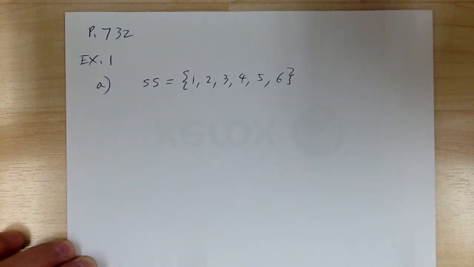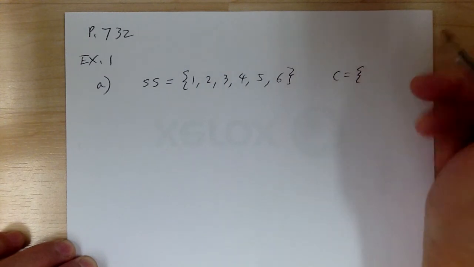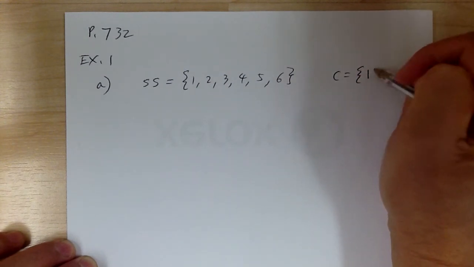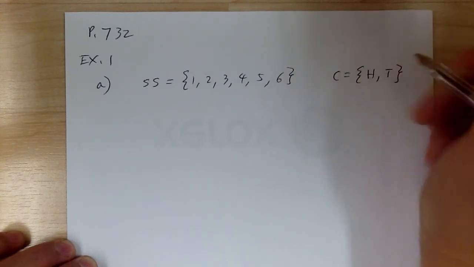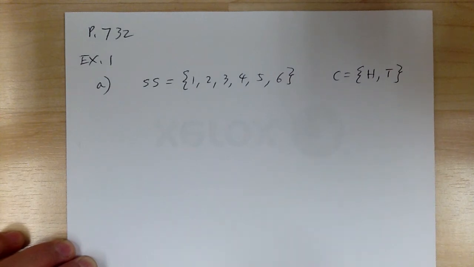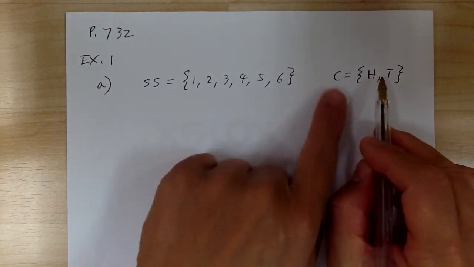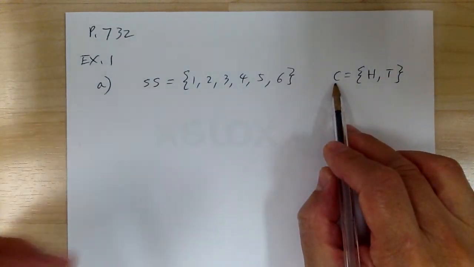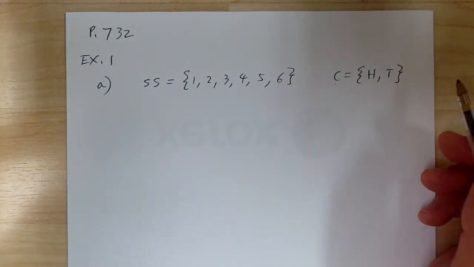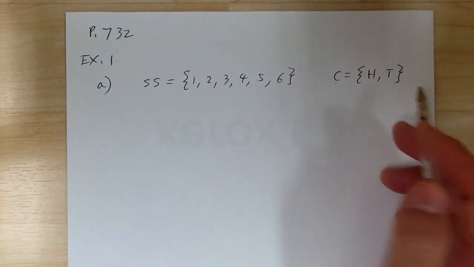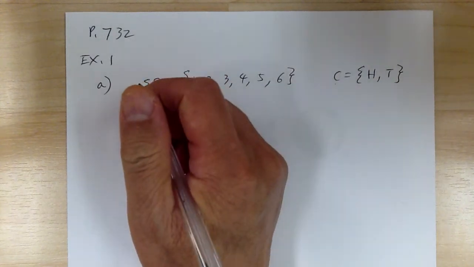Now if you flip a coin, what would be the sample space? Normally you will have head and tail. Let's assume it doesn't stand on its edge, that that's not possible. So when you flip a coin, you get head or tail. Again, that would be the sample space. Now let's go to B.